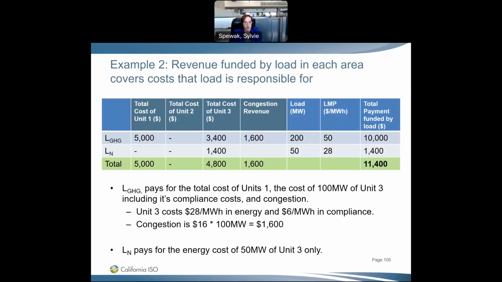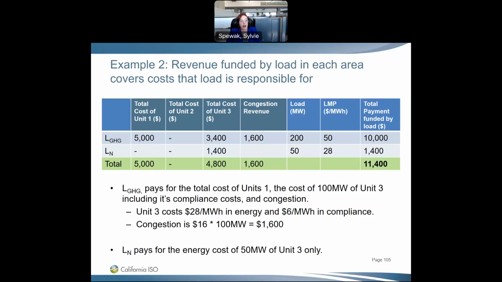So finally, let's make sure that load in the GHG area and load in the non-GHG area are paying for what they are willing to pay for and what they're responsible for paying for. So once again, let's start at the end where I've labeled load and LMP. So load in the GHG area is 200 megawatts, which means 200 times the LMP there, $50 per megawatt hour, gives us a total of $10,000 that are funded by load in the GHG area.